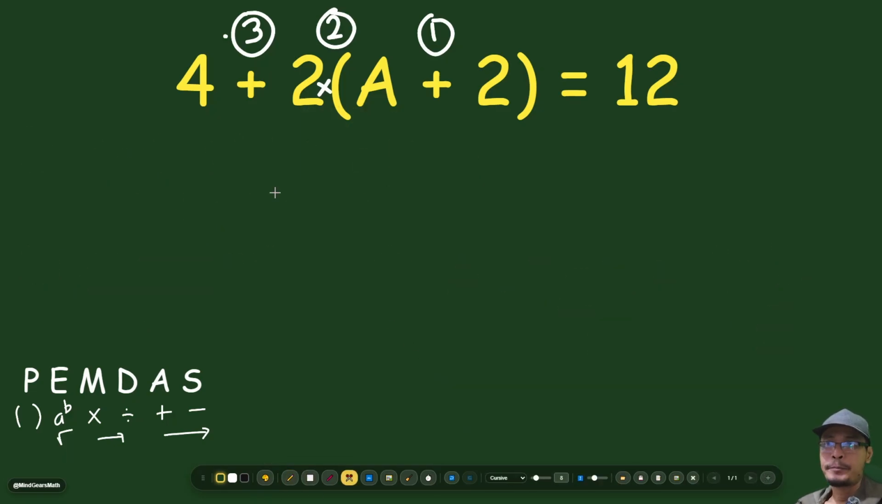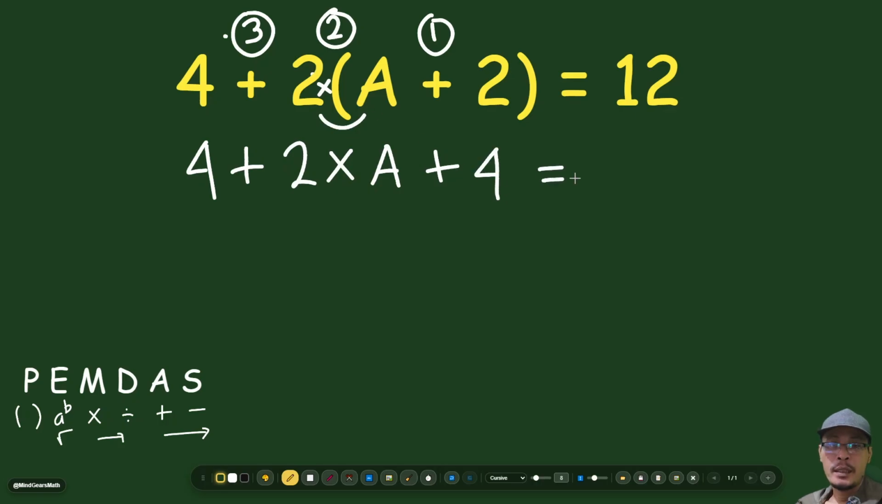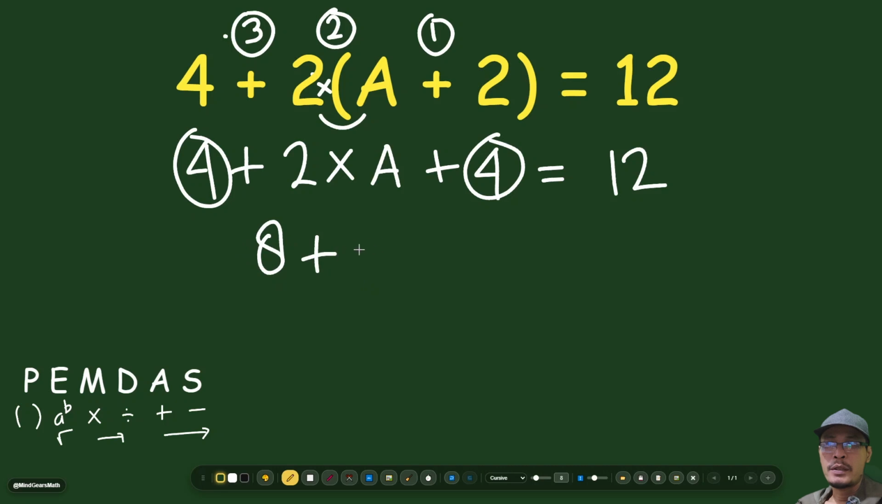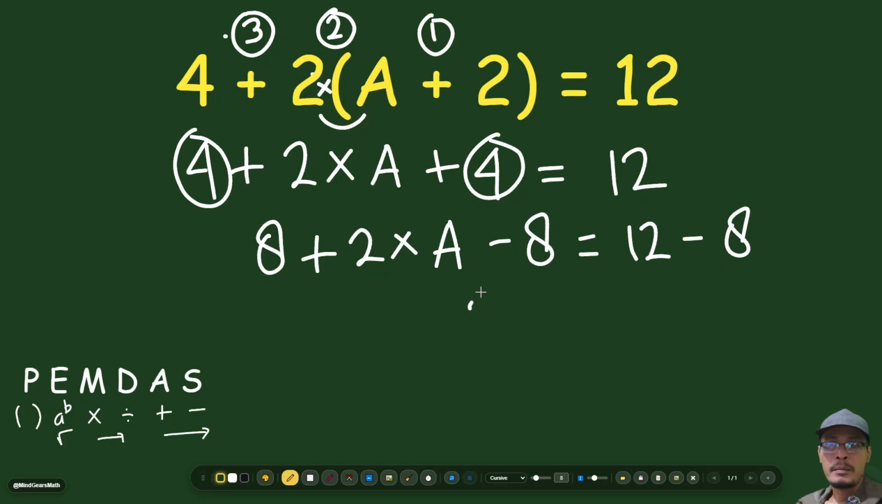Now second method. Takes a different route. Instead of the countdown, we open the parentheses first. The 2 outside multiplies everything inside. 2 times A and 2 times 2. The equation becomes 2a plus 8 equals 12. Subtract 8 both sides. Divide by 2 both sides. A equals 2. Same answer.